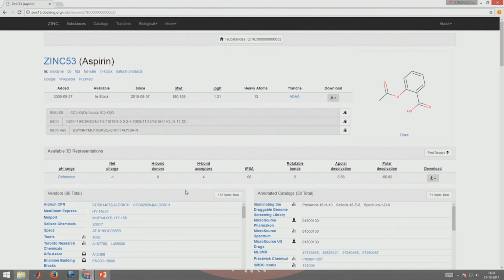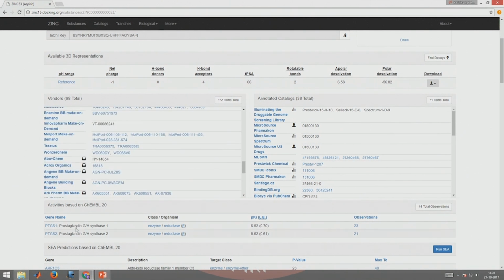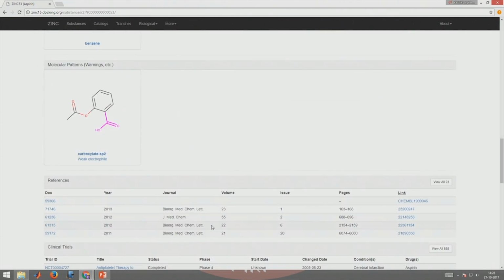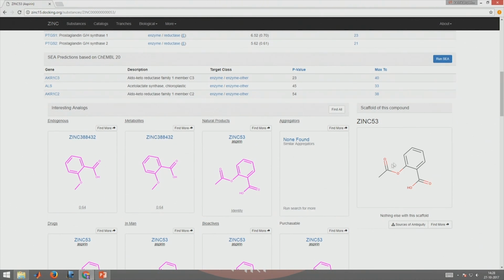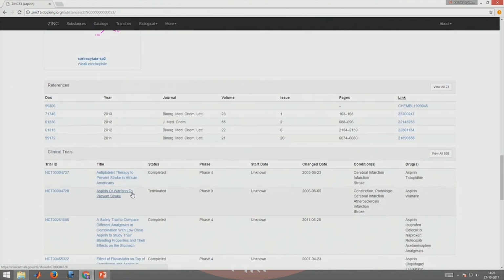A lot of properties it is giving, and in addition it tells which enzymes it goes and binds to. If you click on this, we can find out more details about those enzymes. As you can see, these are other analogues of this, different analogues of aspirin.